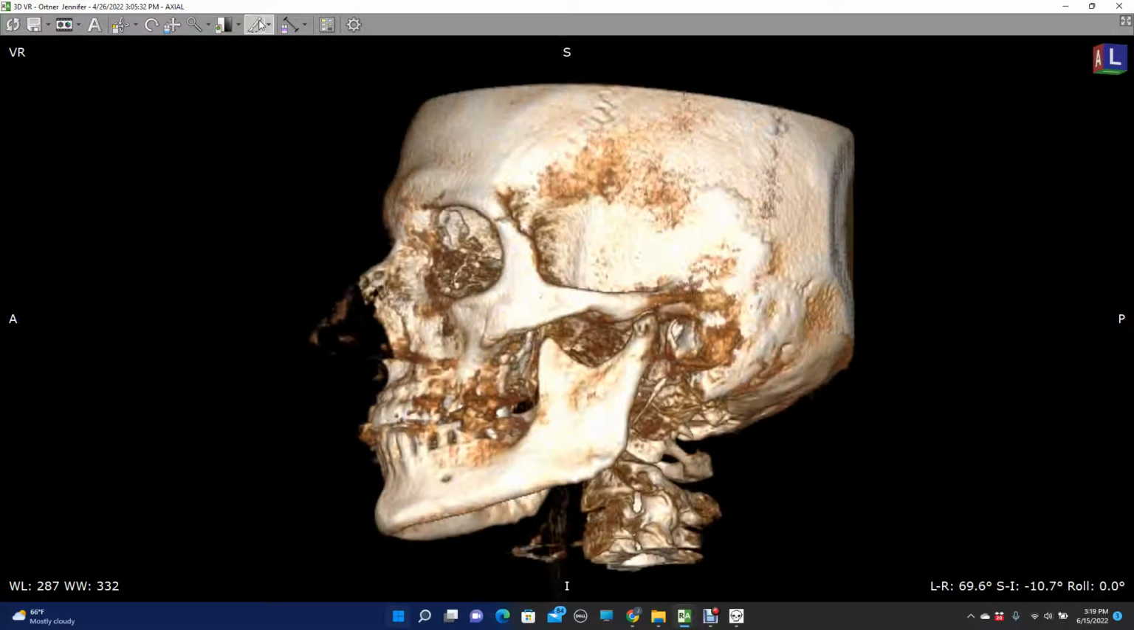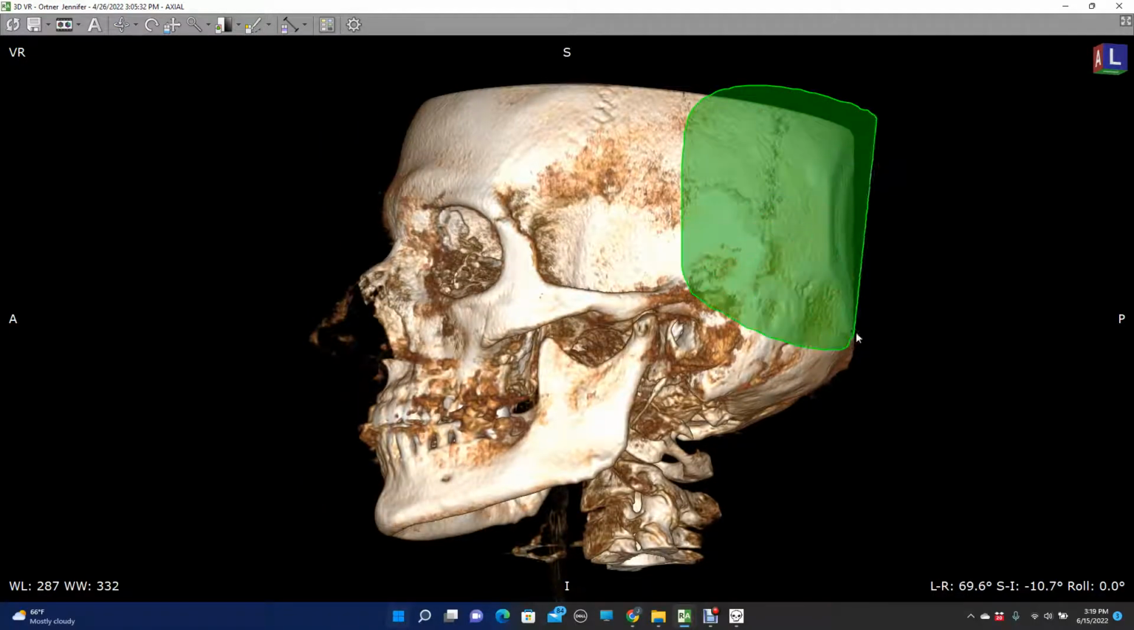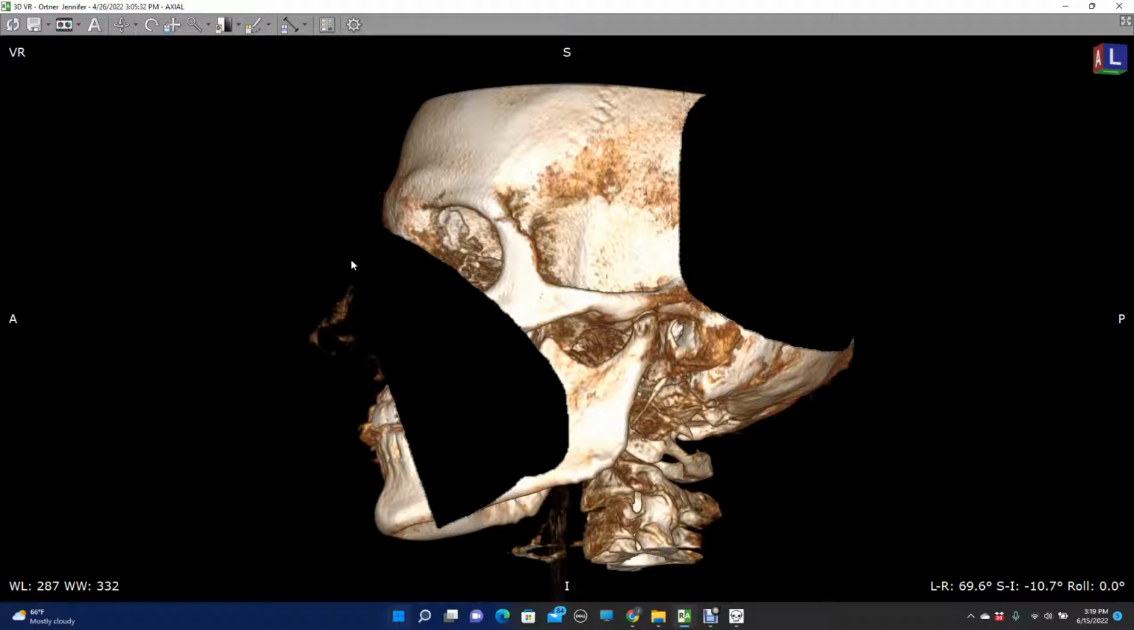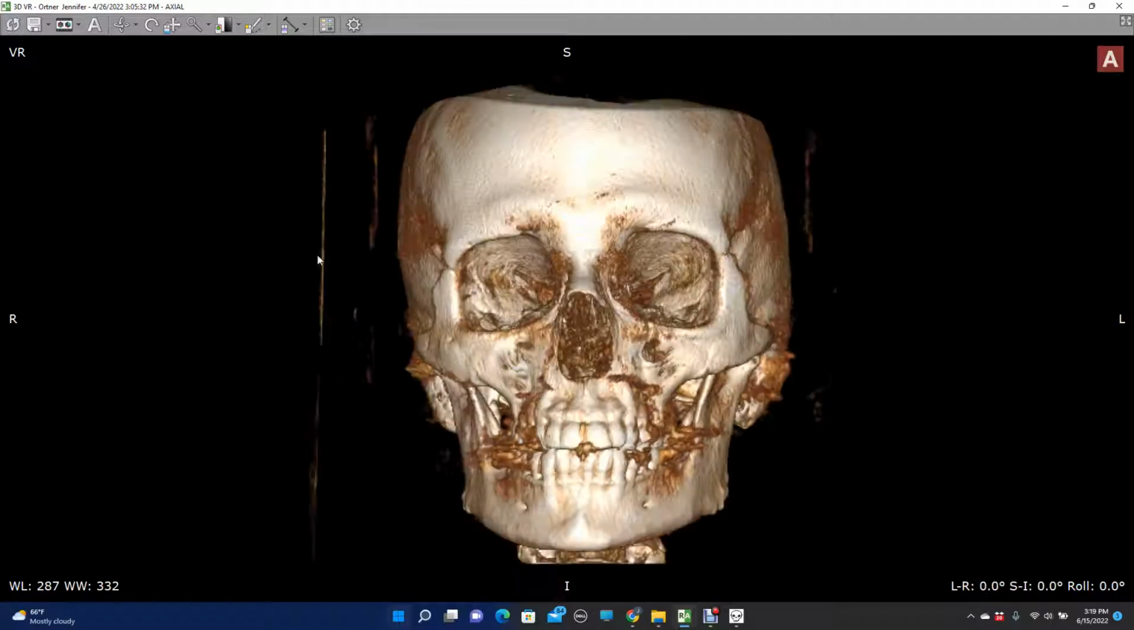Number one, this scalpel tool I really like allows you to scalpel off different parts of the skull to allow you to see things easier if you need to. But more importantly is this coordinate viewer. Right now it's saying that our image is rotated 69.6 degrees to the left and it's S to I 10.7. It really allows you to keep track of where you are in space. Right now we're at 0, 0, 0. So anytime I get lost, I just hit this refresh and I am back to 0, 0, 0.